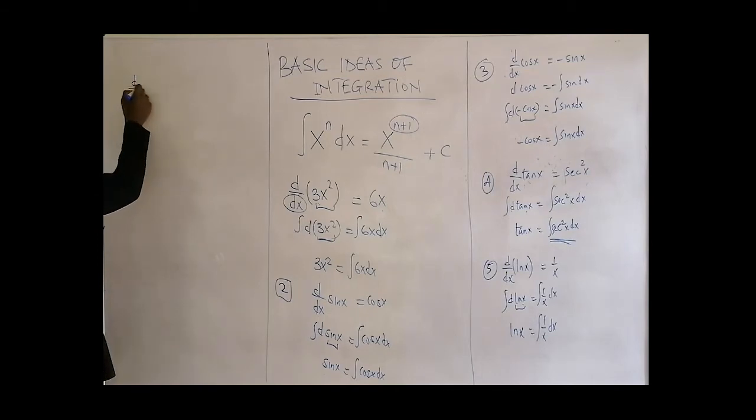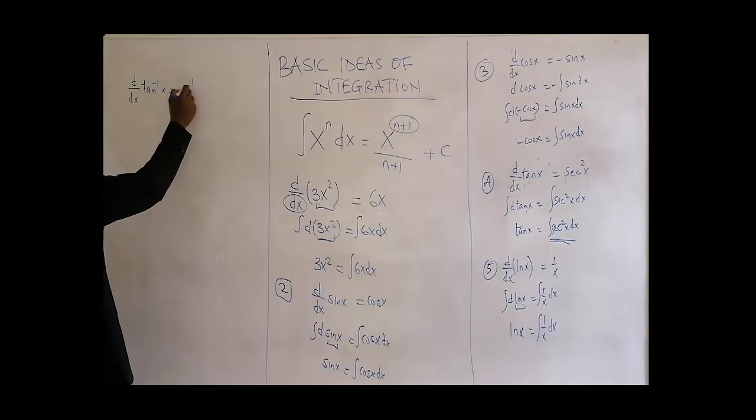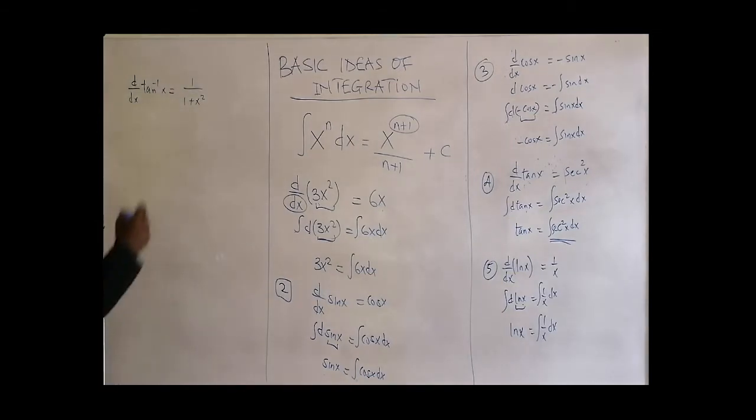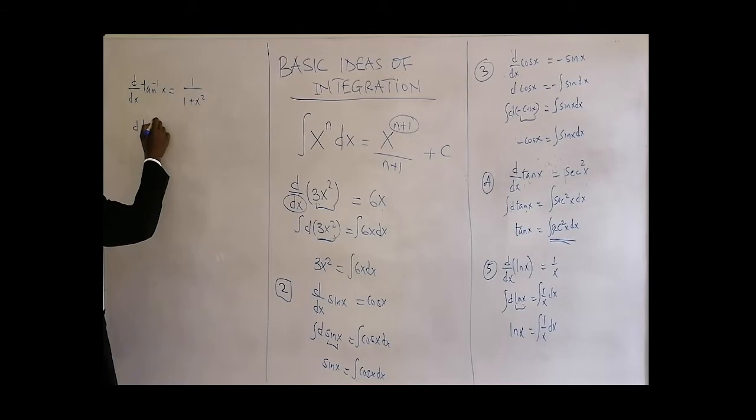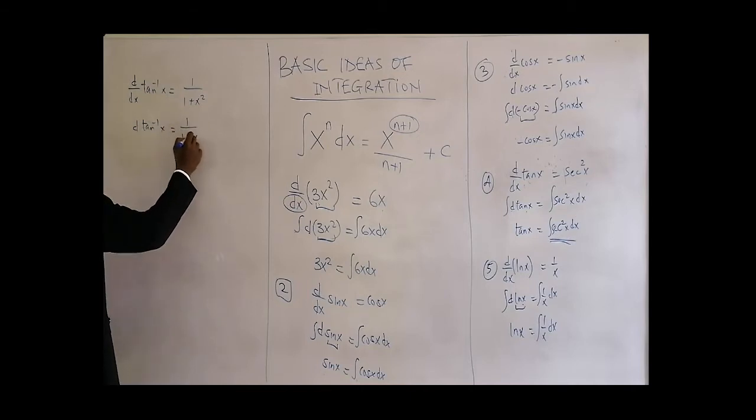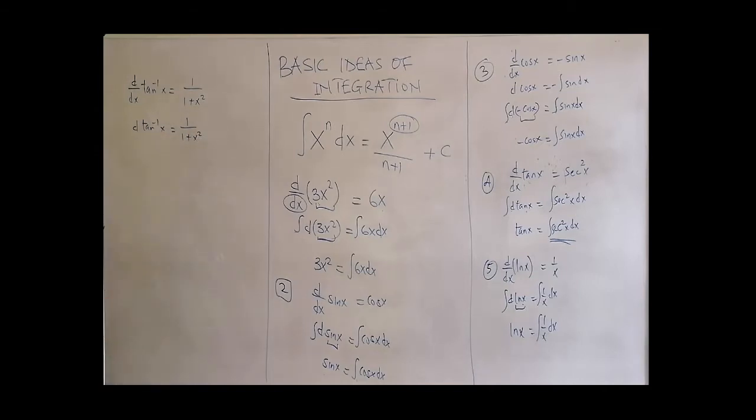The d/dx of arctan x. The derivative of arctan x is what? 1 over 1 plus x squared. So d(arctan x) equals 1 over 1 plus x squared dx.